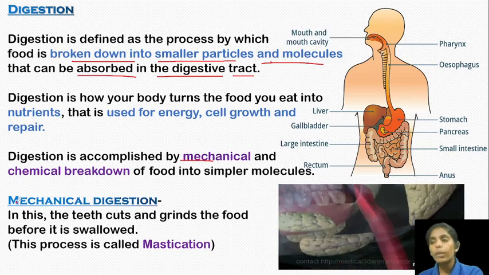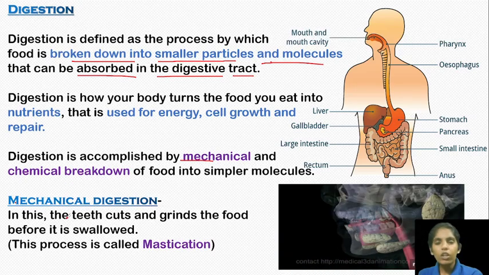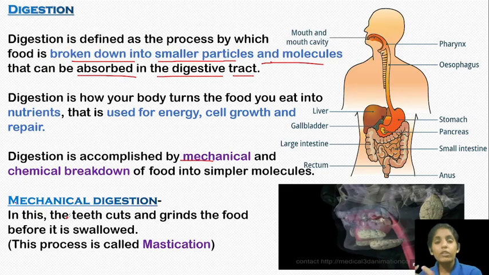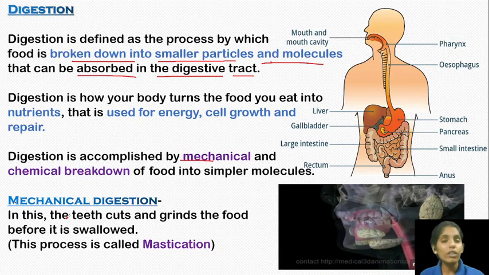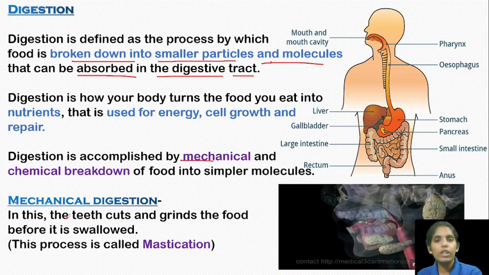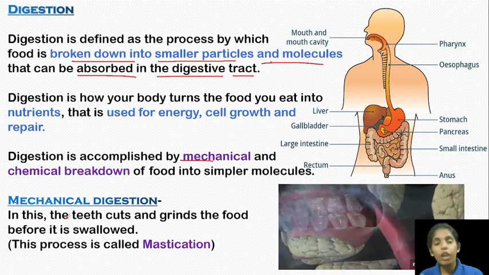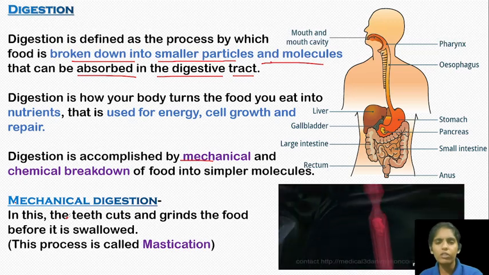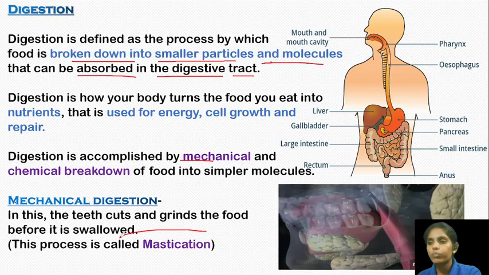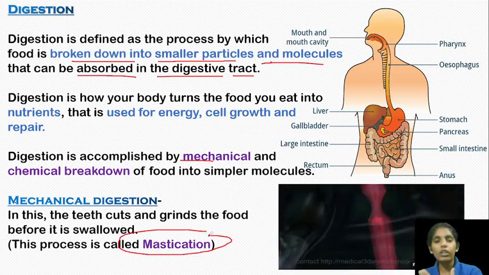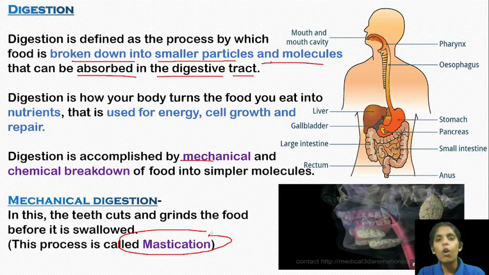So let us know about the mechanical digestion. Mechanical digestion is the breakdown of larger particles of food into smaller particles. And how is it done? It is done with the help of teeth. The teeth present in our mouth will cut the food and grind the food into smaller particles. This process of cutting and grinding the food by the teeth is known as mastication. Okay, mastication is the cutting and grinding of the food into smaller particles.